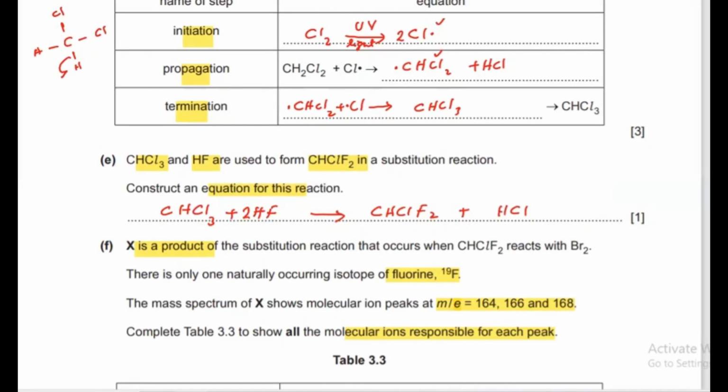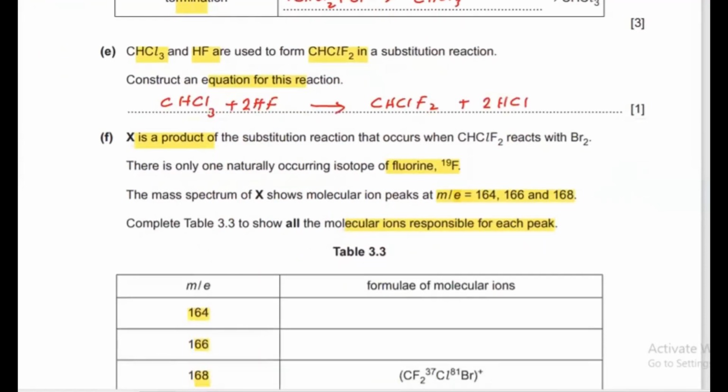So two hydrogen and two chlorine can be represented like 2HCl. So this is the balanced chemical equation. Now, in the next part, X is the product of the substitution reaction that occurs when CHClF2 reacts with bromine. There's only one naturally occurring isotope of fluorine, which is F-19.